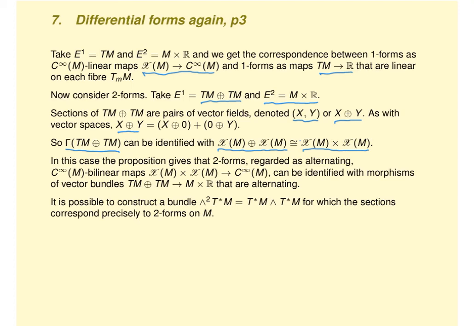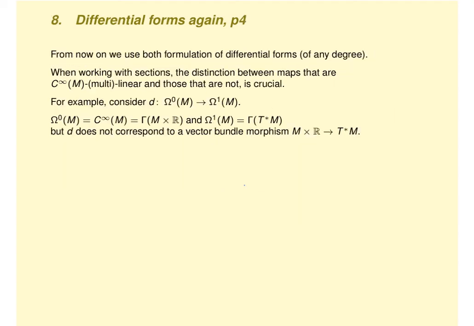So there we are. It's possible to construct such a bundle for which the sections correspond precisely to the two forms, but I'm just working with the formulation that I've given there. So, of course, that extends to K-forms in an immediate fashion, and I'll use both formulations for K-forms. So now, just to emphasize the important thing, we'll use both formulations of differential forms. So rough description will be differential forms as defined on vector fields and differential forms as defined on tangent vectors.